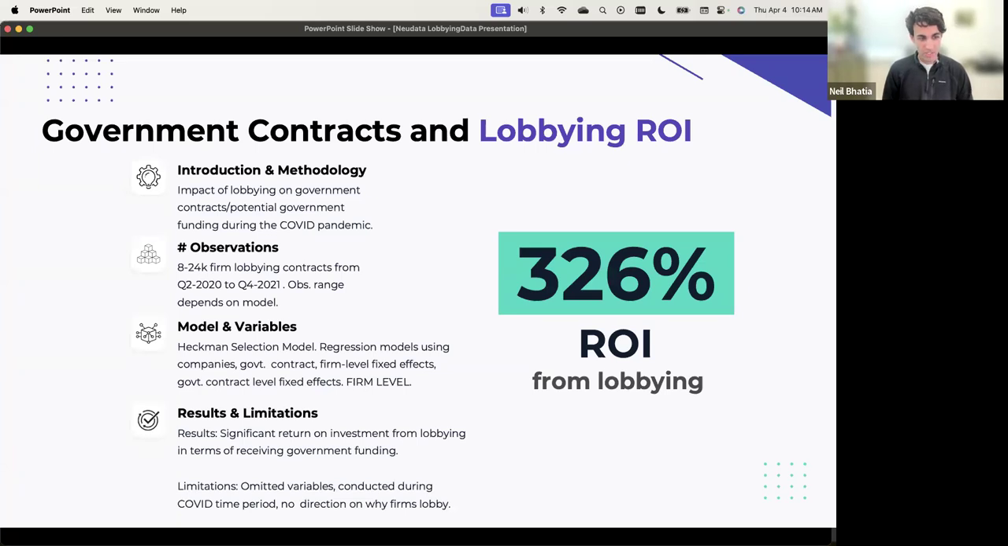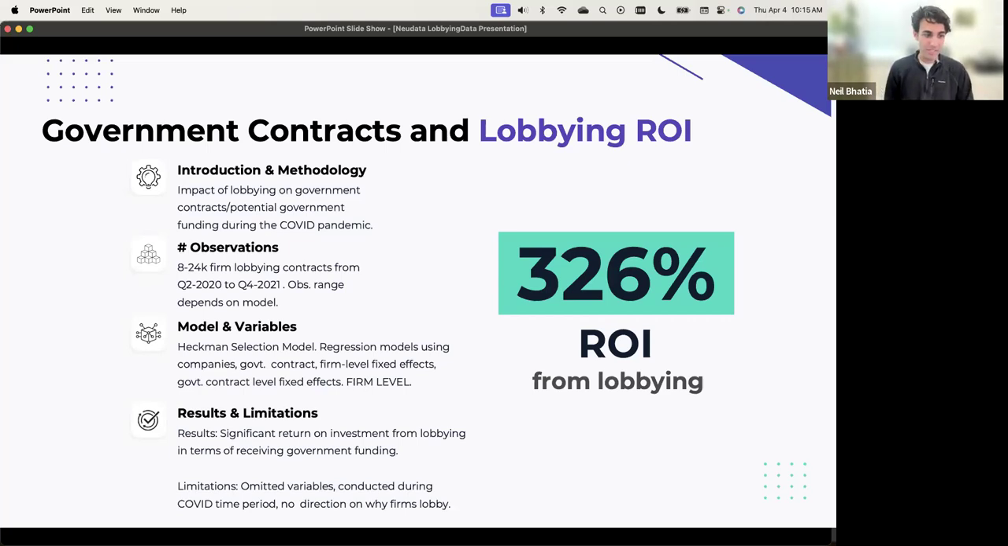So this research tells that story about if you lobbied the government during the COVID CARES Act time, were you more or less likely to receive funding in the form of government grants? So if a company had lobbied, how much more money would they receive from government contracts? And the results are, as you can see, pretty enormous.